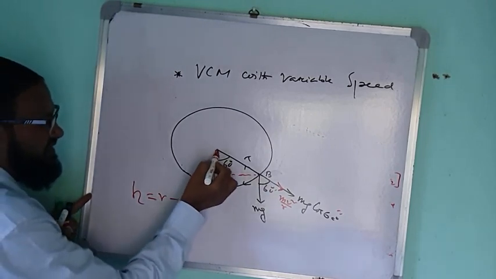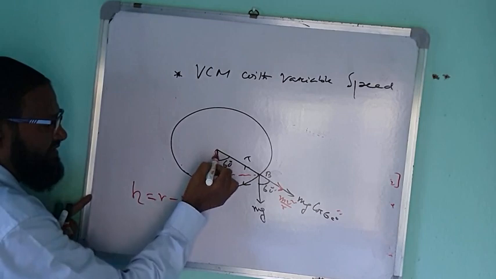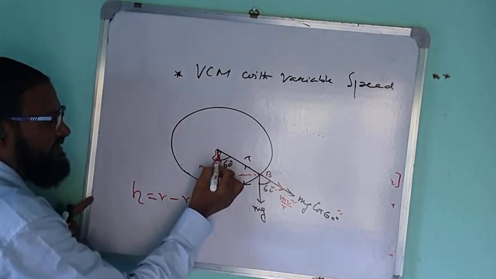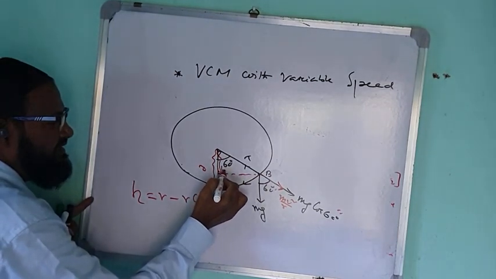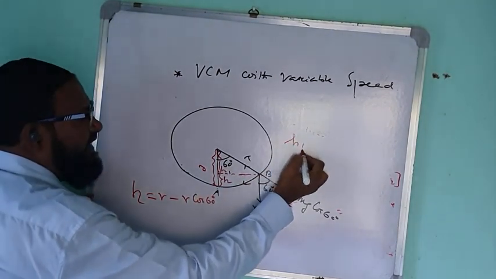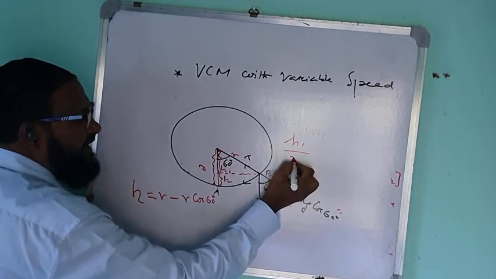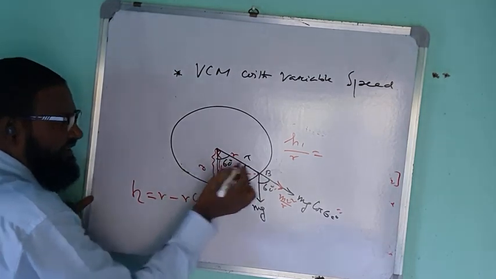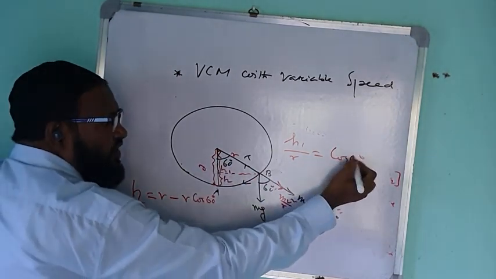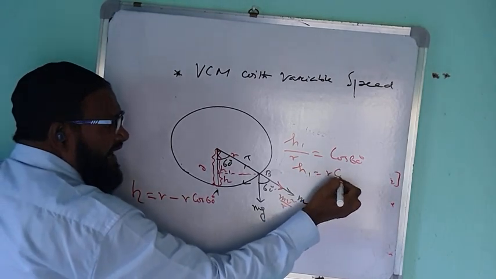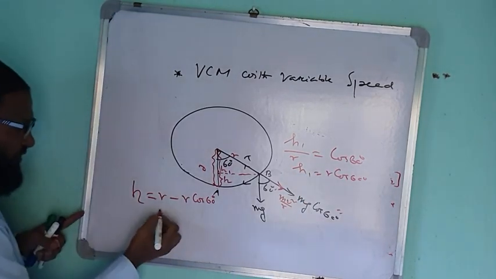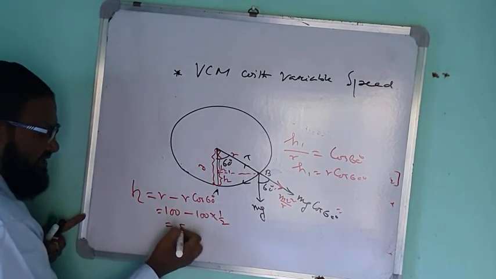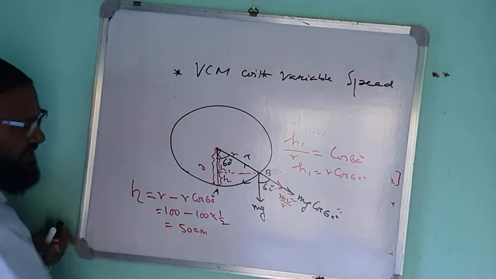Please see here. Suppose I am taking this portion as H1. Then what is H1? This side is R. H1 by R is cos 60 degree, since with respect to 60 degree this is the base. So H1 is R cos 60 degree. Now put here R equal to 100. This is equal to 50 centimeter.